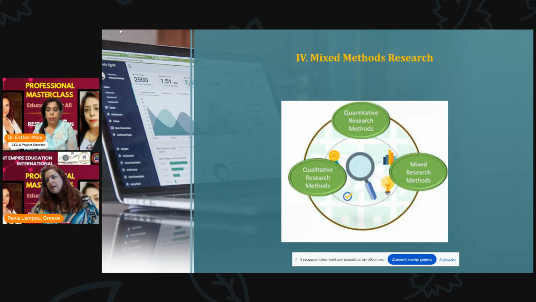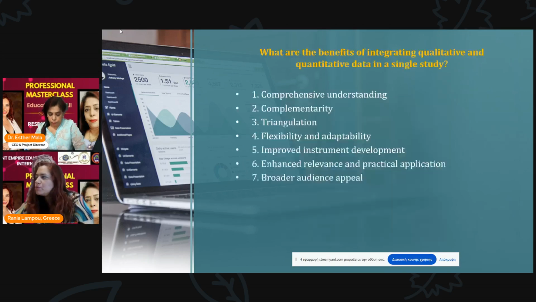Now, what are the benefits of integrating a mixed method approach in a single study? This offers several important benefits that enhance the depth, the breadth, and validity of our findings. What are the key advantages?